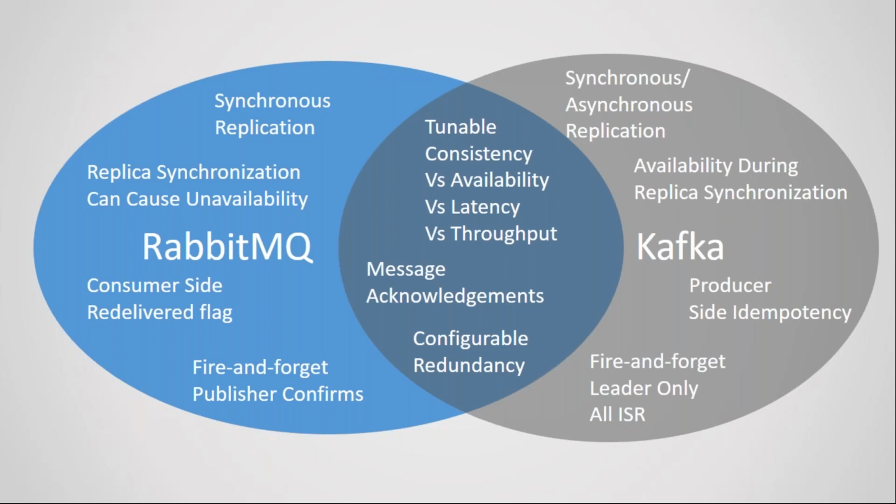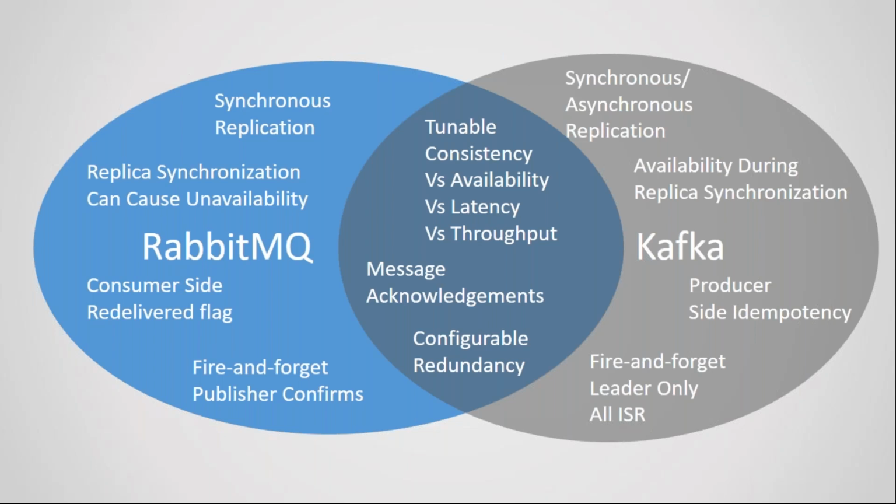But because they stay out of the ISR until they're fully replicated, they just sit there in the background, and all they do is consume some resources, but they don't cause unavailability. Then on the consumer side, on RabbitMQ, we get the redelivered flag to indicate when something's been redelivered, which can help avoid duplicate processing.